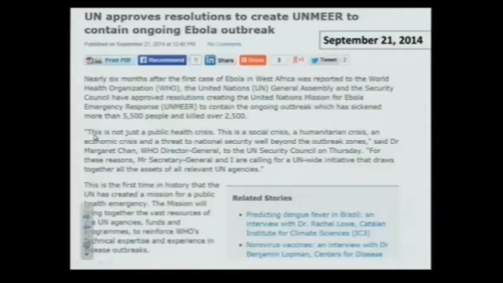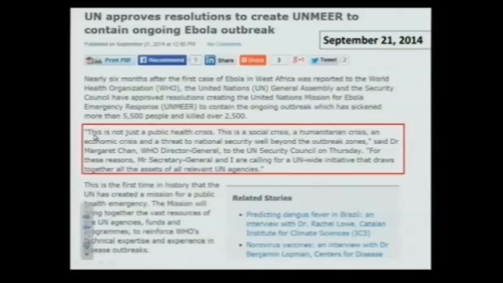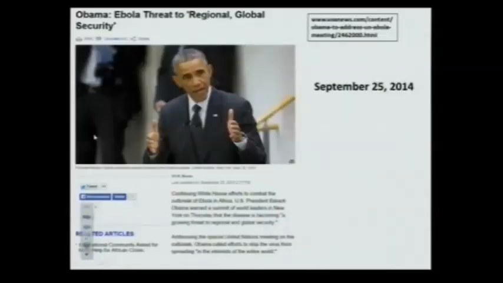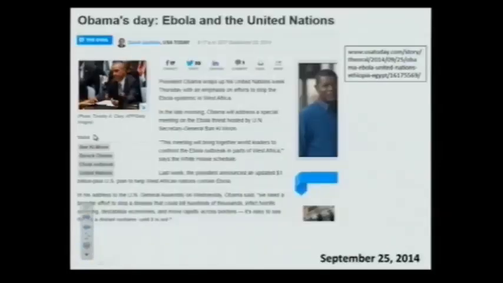Michael, this has never, ever happened before. In a way, this is like a separate operational unit of the United Nations just to focus on a single disease. Absolutely unheard of. Okay? Not just a public health crisis. It's a social crisis, humanitarian crisis, an economic crisis, and a threat to national security because the governments of these countries may fall. If you have loss of governments, you can imagine the kind of chaos that you may have and the possible spread to other places also. Obama speaking there also.